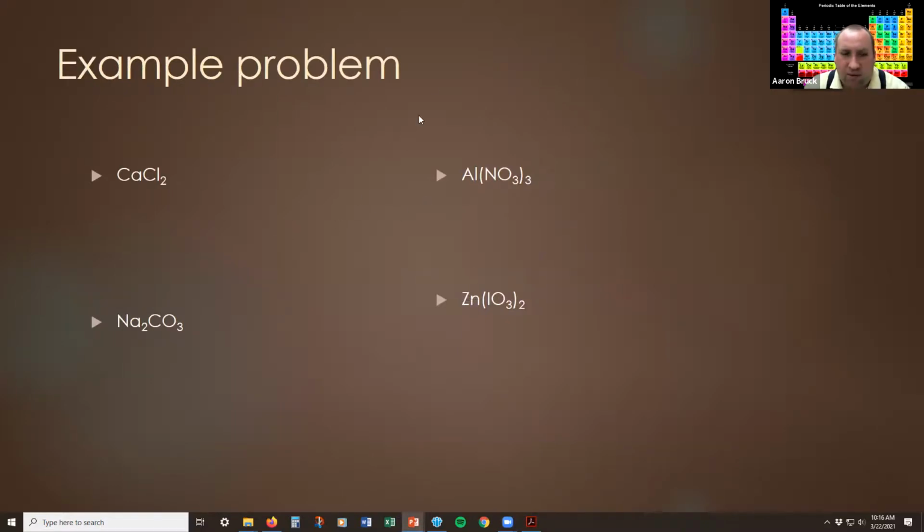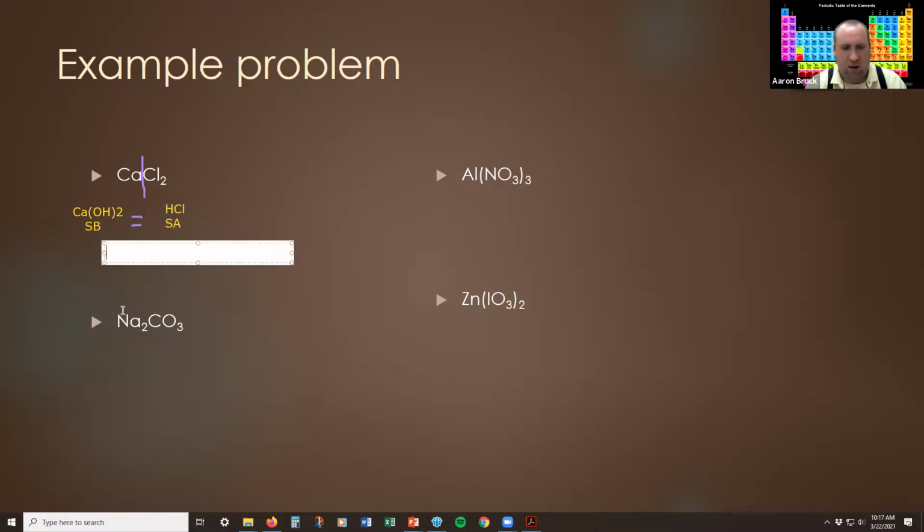So let's take a look at an example problem. The way to do these example problems is we are going to cut the compound in half. And on each side, we are going to evaluate where that ion came from and if it is strong or weak. So, for example, calcium chloride. Calcium comes from calcium hydroxide. Calcium hydroxide is a strong base. Chloride comes from hydrochloric acid. Hydrochloric acid is a strong acid. I can see from this evaluation the two are equal to each other. We expect this to be neutral.